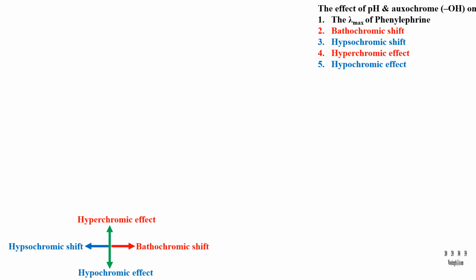Now in bathochromic shift, you see a shift in lambda max towards longer wavelength, and during hypsochromic shift, you see a shift in lambda max towards shorter wavelength, and during hyperchromic effect, the intensity of absorption increases, and in hypochromic effect, the intensity of absorption decreases.